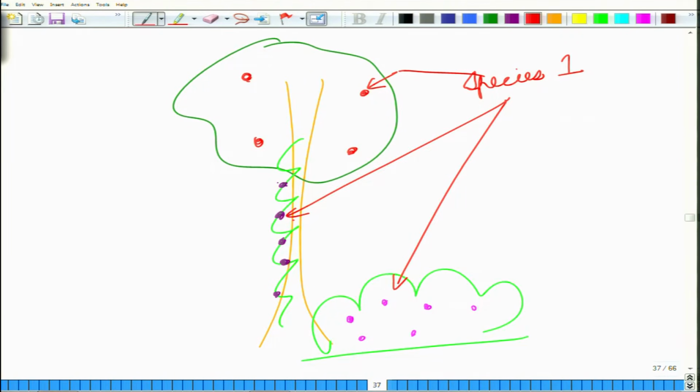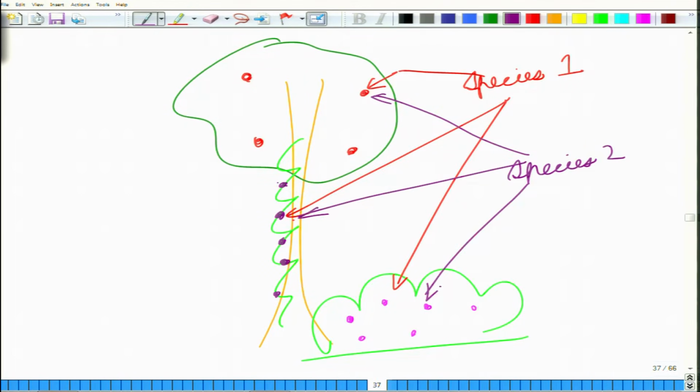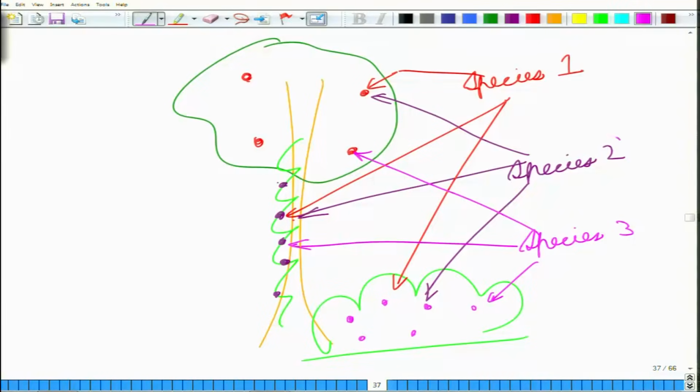And then you can also have another species, say species 2, that can also feed on these fruits, and on these fruits, and on these fruits, and then a third species, species 3, which can feed on these fruits and these fruits and these fruits. So, in this case we will say that the fundamental niche of all these 3 birds are coinciding, because all can make use of all these different resources, and so the multidimensional requirements of all these 3 species are one and the same.